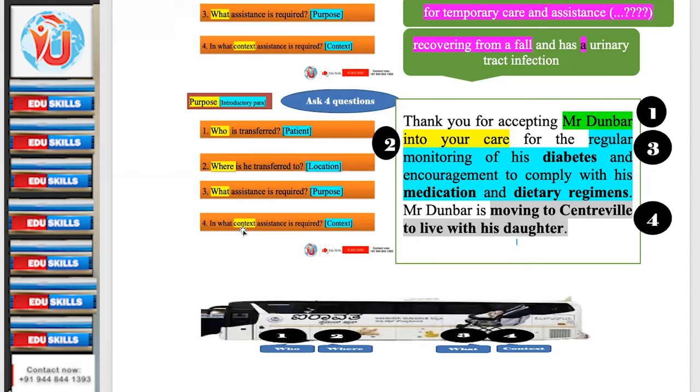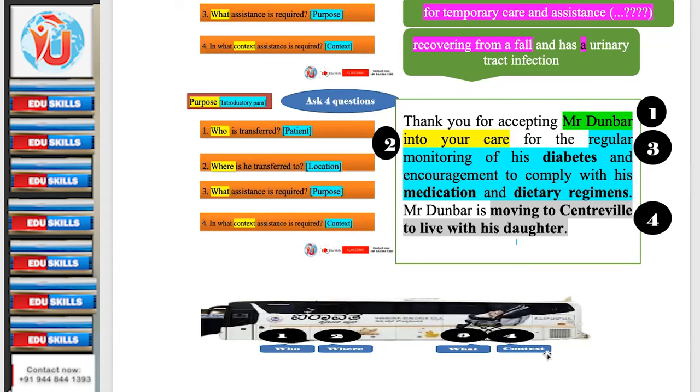Mr. Dunbar is moving to Centerville to live with his daughter; that is the context. So you have an Airavata here: who, where, what, and context. These four things should be included in every purpose paragraph. It's very, very easy. Ask these four questions. Write down these four questions.